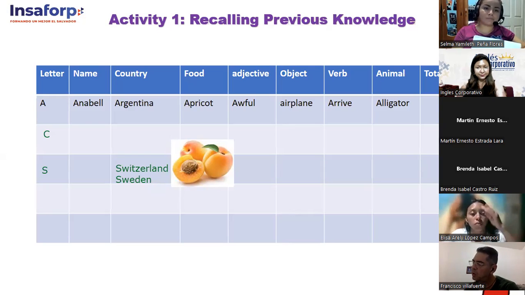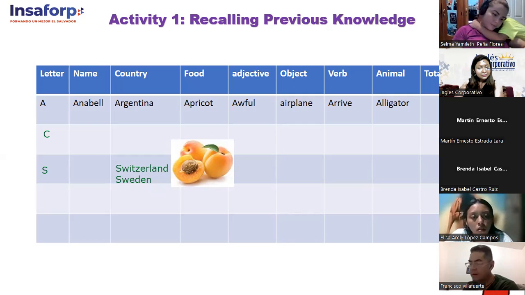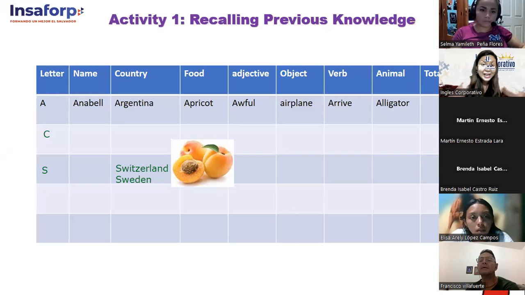Food. Salad. Francisco, what do you have? Food, salt. Salt, okay. Other people, what do you have? Salami. Soup. Salami, sausage, chorizo, sausage. Okay, adjective.